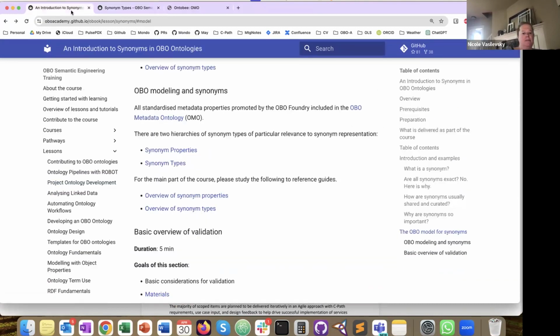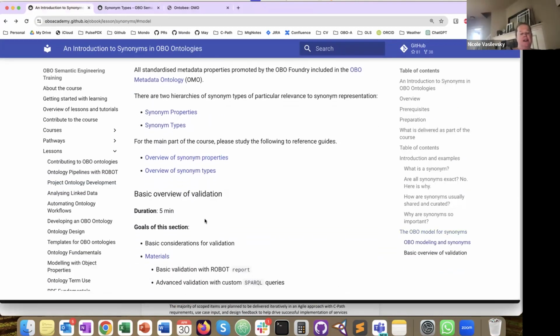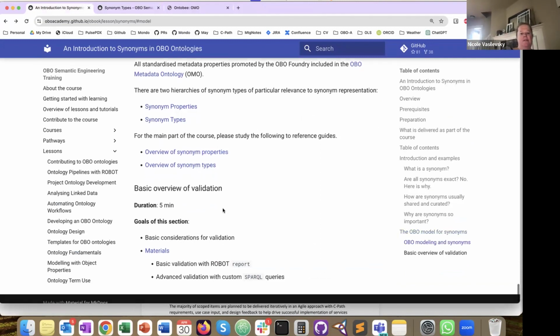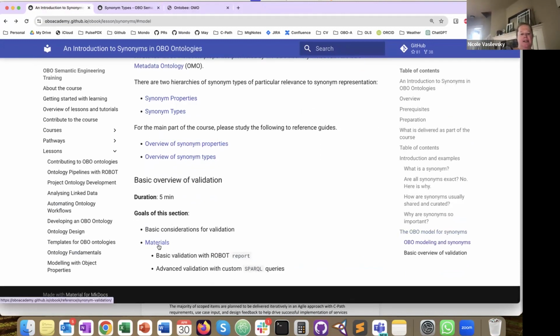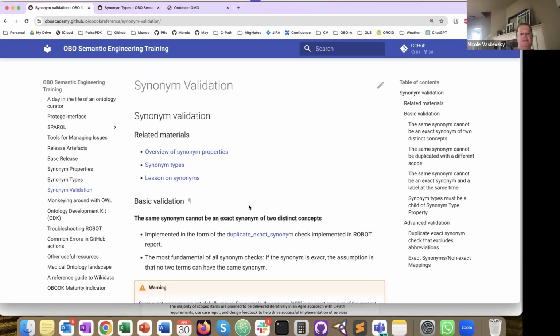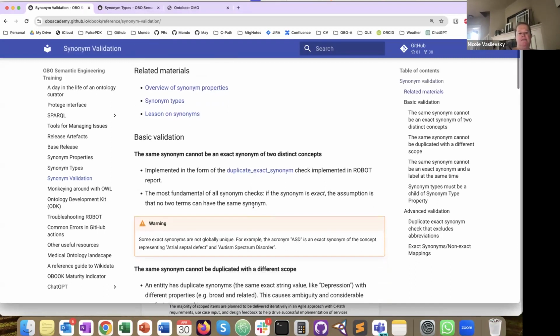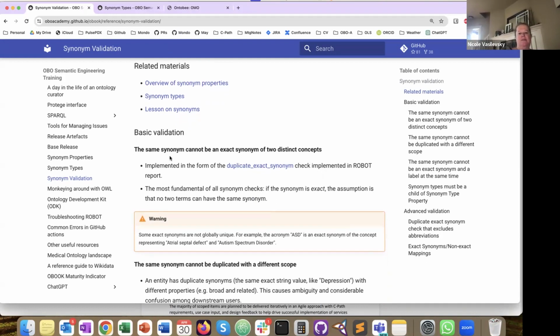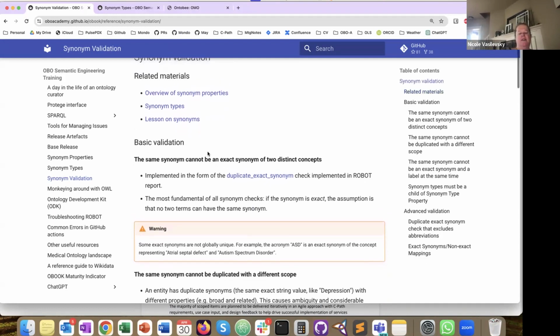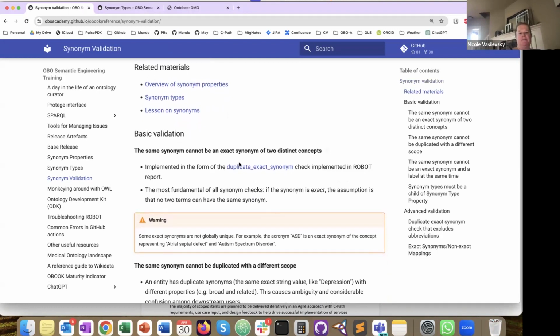So lastly, the last thing we have put together for you to talk about is the overview of validation. So some basic considerations for validation. There's a lot of checks that have been built in to automatically check for the correct usage of synonyms. A lot of these come from ROBOT. So some of the basic validations that I think are used across all OBO ontologies to check for the proper usage. So some examples are shared here.